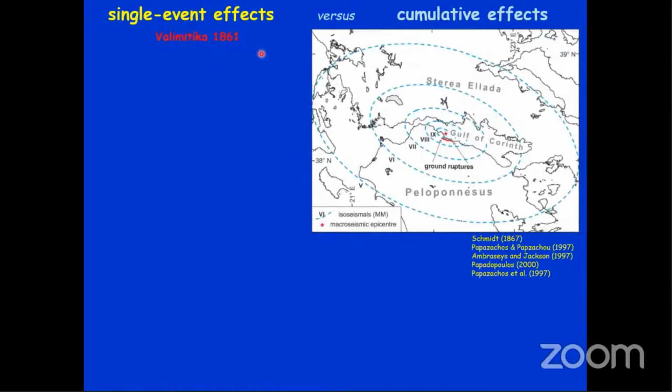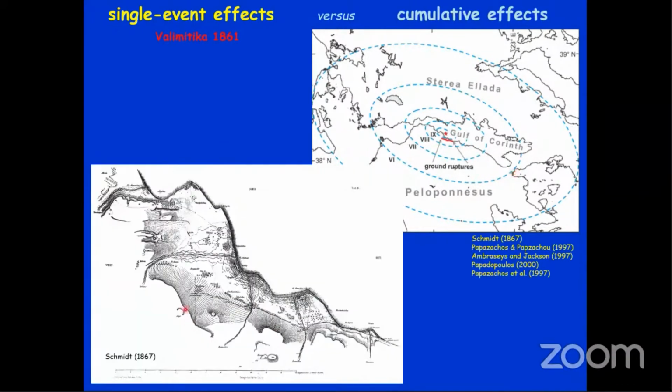The last example is the Valimitica 1861 event, with a nice macroseismic field and the direction of the long axis of the isoseismals, so some information about the magnitude, the location, and the orientation of the major fault. But we also have nice observations of the ground rupture, as Peter has shown, so we can constrain somehow the displacement and the length of the fault. Not much more anyway. It's obvious that if we go further back in time, the sources of information become poorer.